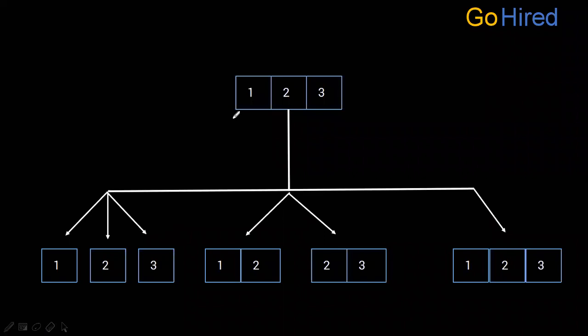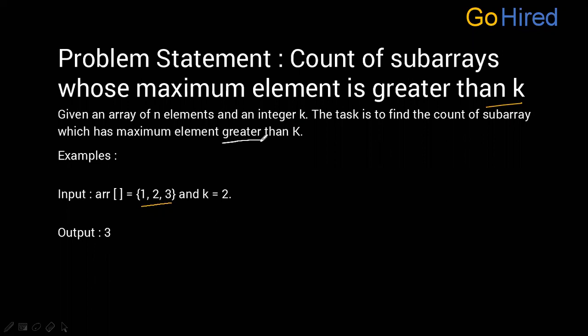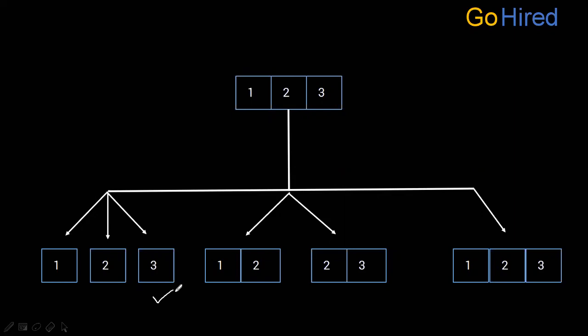Let's see. If 1, 2, 3 is an array, the subarrays can be 1, 2, 3, 1, 2, 2, 3. Now you see 1, 3 is not a subarray. Correct? 1, 3 is not a continuous subarray. It's a subsequence. A subarray is continuous elements which are side by side. So the one length subarrays are 1, 2, 3. Two length subarrays are 1, 2 and 2, 3. Then the three length subarray is 1, 2, 3. So these are the subarrays. Now out of those, how many subarrays are there whose maximum element is greater than k? It's strictly greater than k, not greater than or equal to. One subarray has an element greater than k. Another subarray has one element greater than k, and there is a third subarray whose maximum element 3 is greater than k.